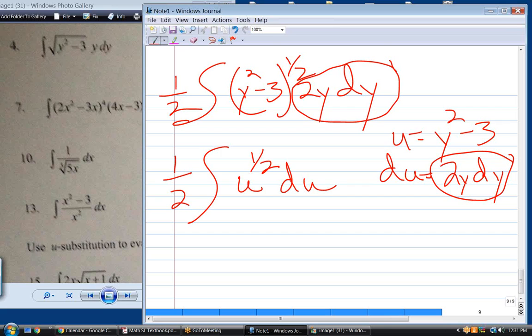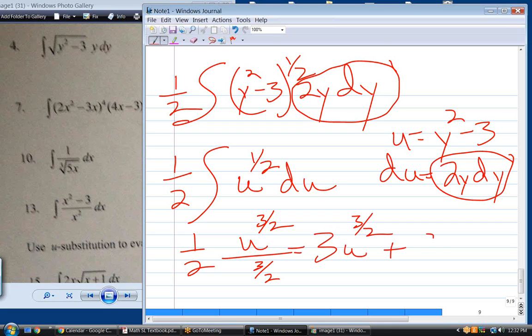So what's the integral going to be? u to the 3/2. Well, 2/3 that times 1/2 equals 3u to the 3/2, I believe, plus c, equals 3 times (y squared minus 3) to the 3/2 plus c. Did I do everything right there?